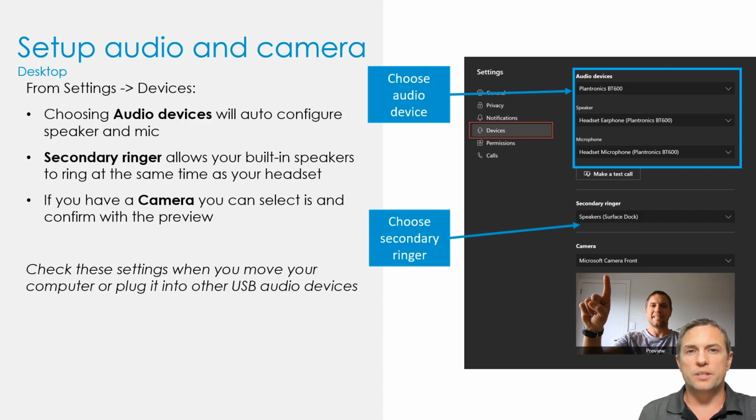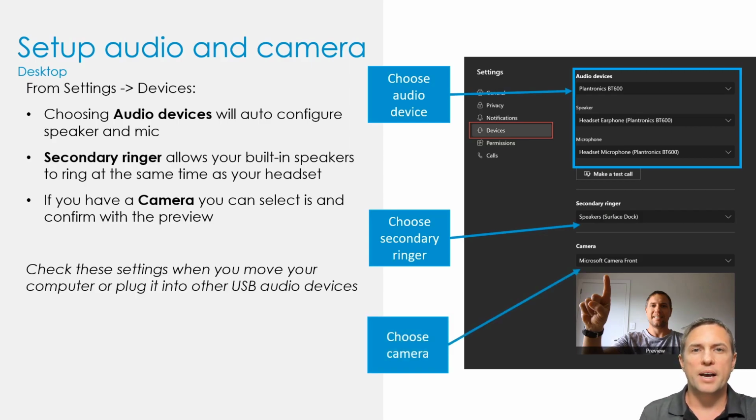Something really important to set is your secondary ringer, because if you only have a headset, the ringtone when an incoming call comes in will only be in your ear. If you put your headset down or turned away from the desk, or aren't within earshot of your headset, you're probably not going to hear that ringing, right? So if you set a secondary ringer, what that's going to do is allow your PC speakers to ring at the same time, just to ensure that you do hear that incoming call. If you have a camera, you can choose to set up a camera.